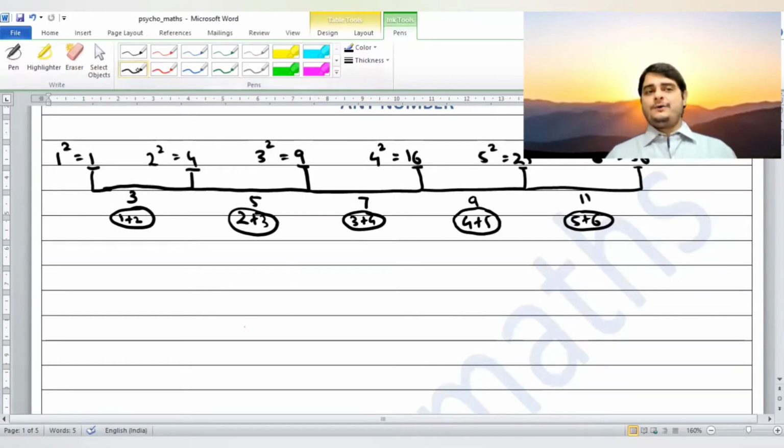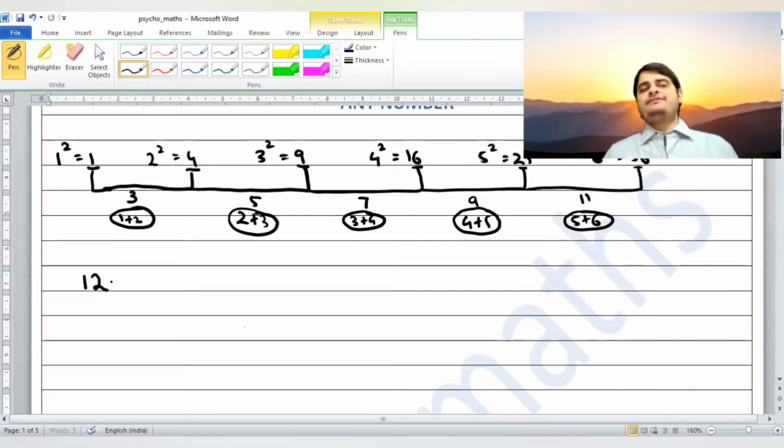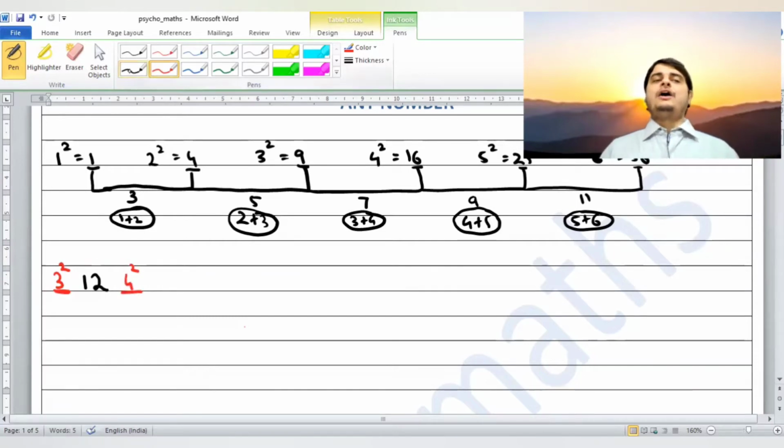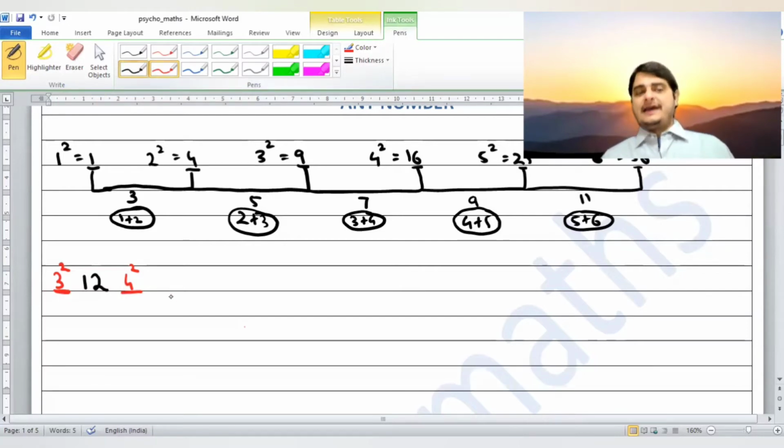How? Let us say we are supposed to find the square root of 12. Now students, the square root of 12 lies between the square of which two numbers? It lies between the square of 3 and the square of 4. Yes or no? So what we are supposed to do is just write it as square of 3 plus how much will make the number 12?